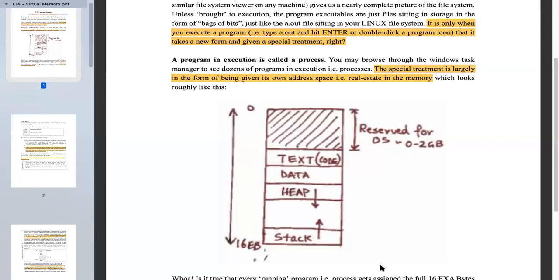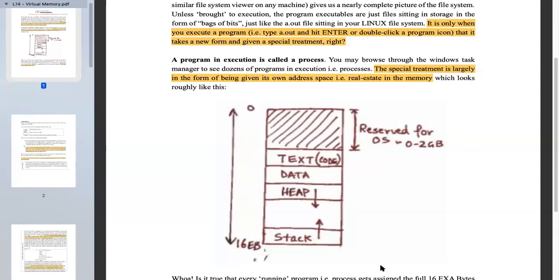It does not exist. At least it might exist in supercomputers or somewhere, which I'm not sure, exascale computing. But modern computers that we have, we folks, we don't have that much memory in our computers, right? But then how do we guarantee it? And on top of that, it's not just one process. You have 200 processes running, and we are saying that every process has its own 16 EB.